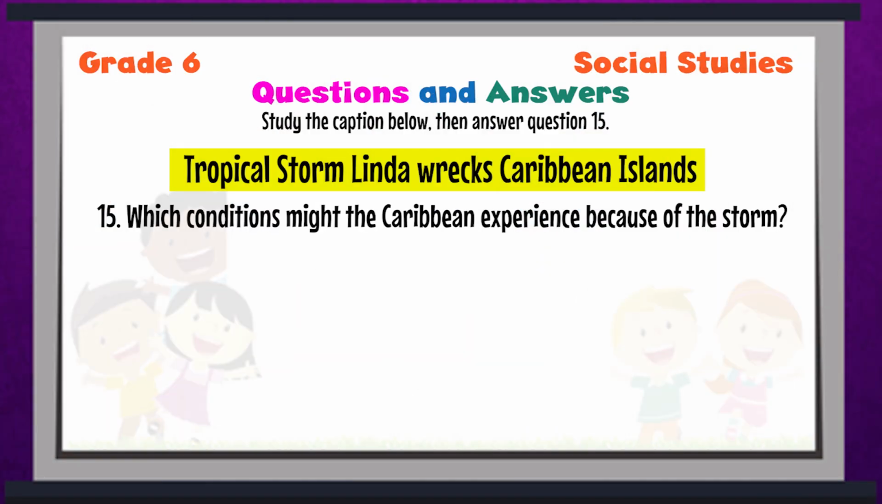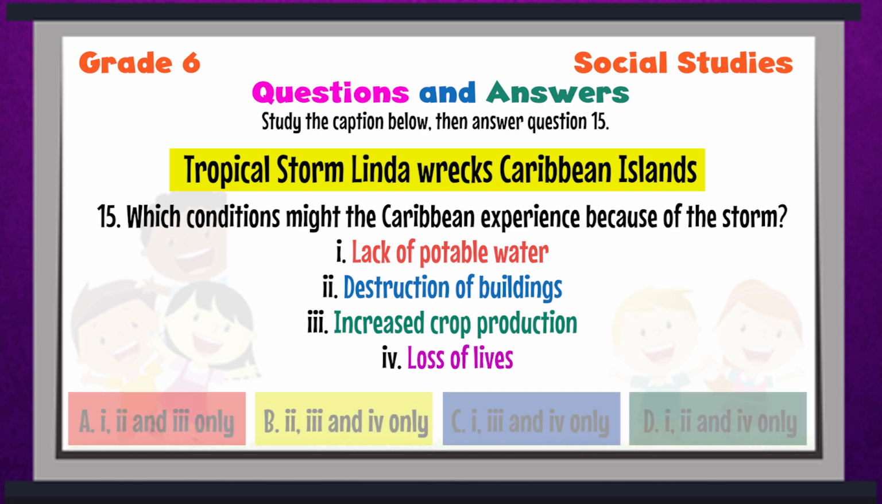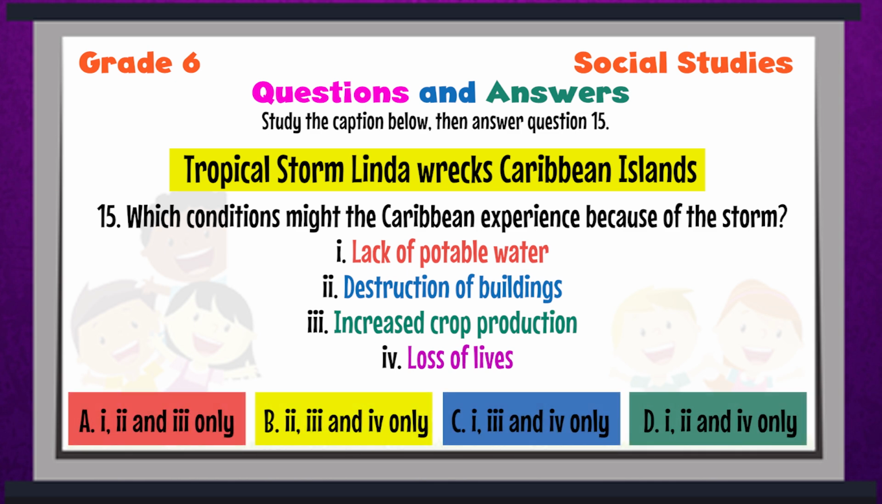Question 15. Which conditions the Caribbean may have experienced because of the storm? Which conditions the Caribbean may have experienced because of the storm? 1, 2, 3, and 4. At A, there is a combination of 1, 2, and 3.